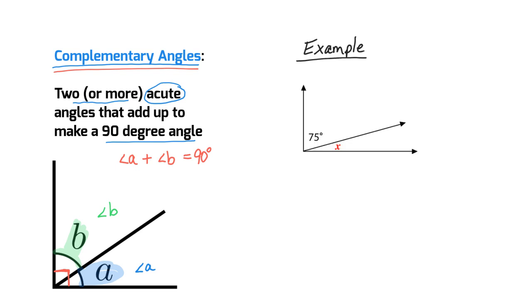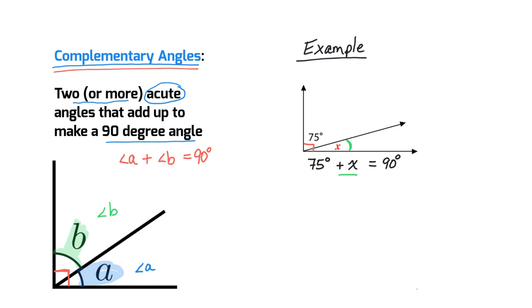Here's an example of where we need to find one of the complementary angles. Because these angles are complementary, we know that the total angle here is going to be 90 degrees. That means that 75 degrees plus x is going to equal exactly 90 degrees. So if we wanted to find our missing angle here, all we need to do is figure out what x should be. Something plus 75 is 90 degrees.